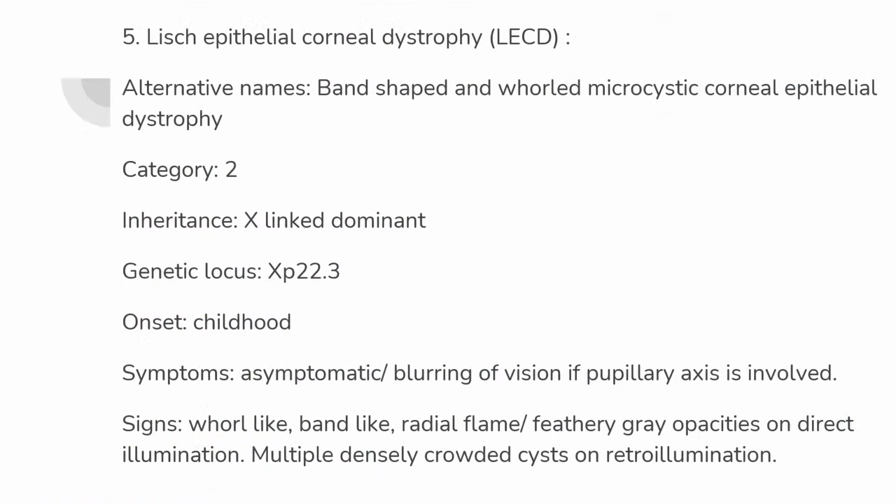Fisher epithelial corneal dystrophy, alternative name band-shaped and whorled microcystic corneal epithelial dystrophy. It belongs to category 2. Only the genetic locus is known, the inheritance is X-linked dominant, and the genetic locus is Xp22.3, and the onset is in childhood. Patients are mostly asymptomatic, or have blurring of vision if the pupillary axis is involved. Signs are whorl-like, band-like, or radial flame-like or feathery gray opacities on direct illumination, and multiple densely crowded cysts on retro-illumination.